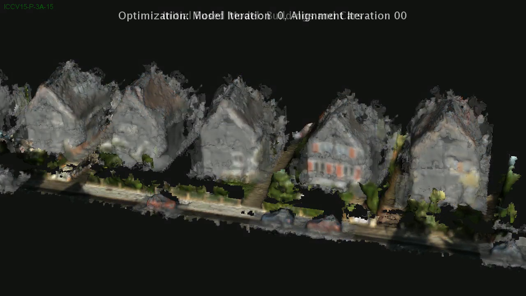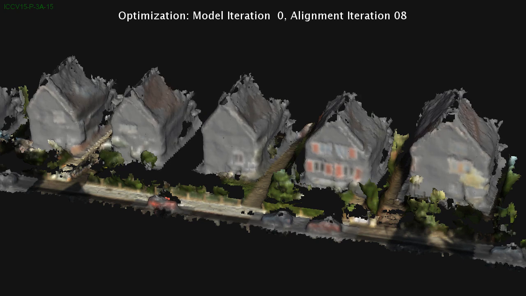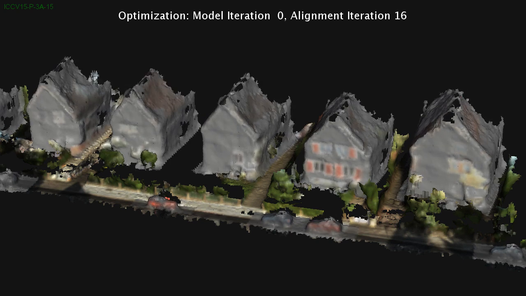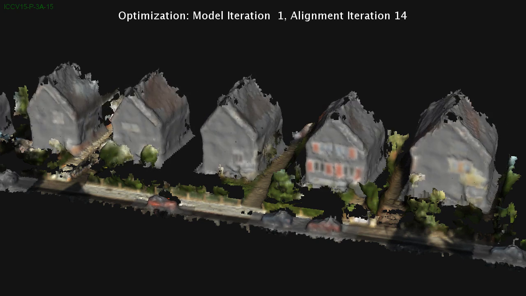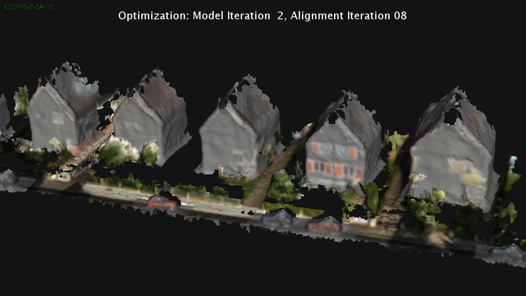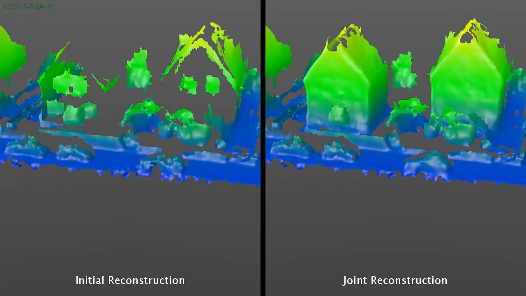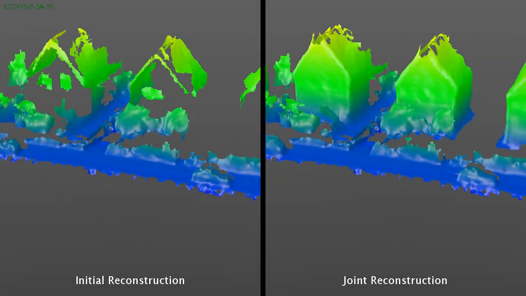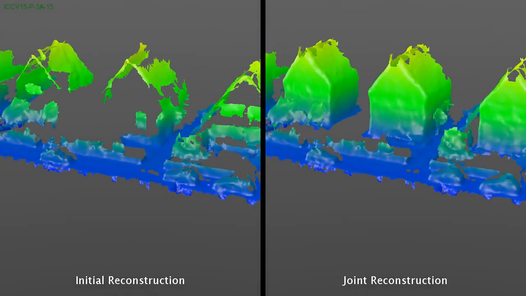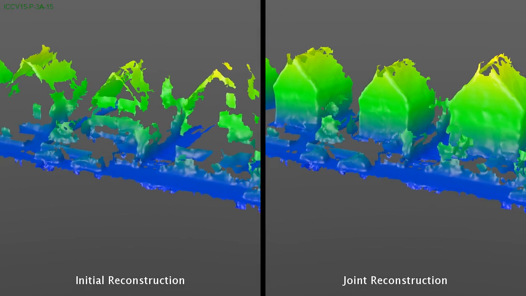Here, we show a close-up of the same scene, with the joint reconstruction overlaid over the initial reconstruction. Note how our results, shown on the right, are able to reduce clutter and complete missing surfaces in the baseline reconstruction on the left.